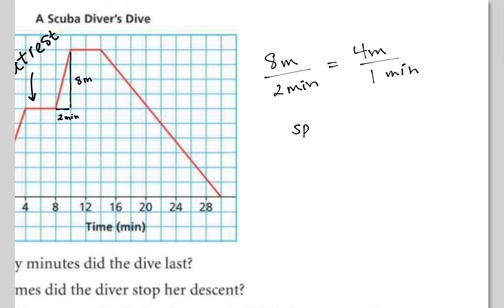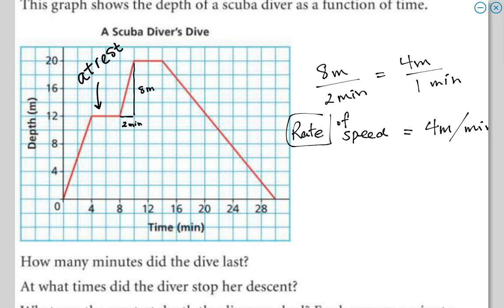So that would be a speed, a rate. That's the key word here, rate. Rate of speed. And you would say 4 meters per minute. See how I use the word per? 4 meters per minute. What was the speed before that? In the first interval, he was going 3 meters in a minute.